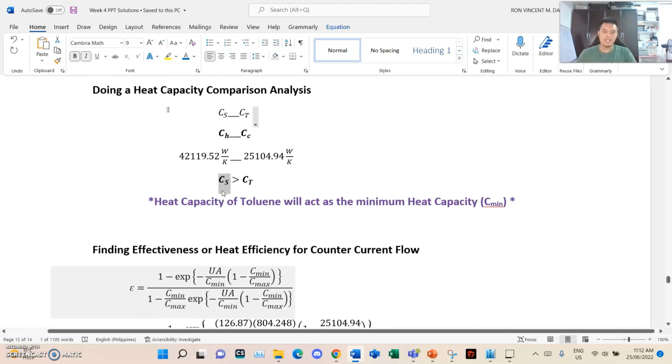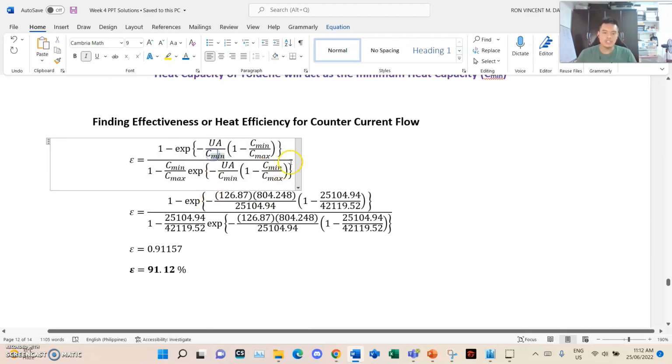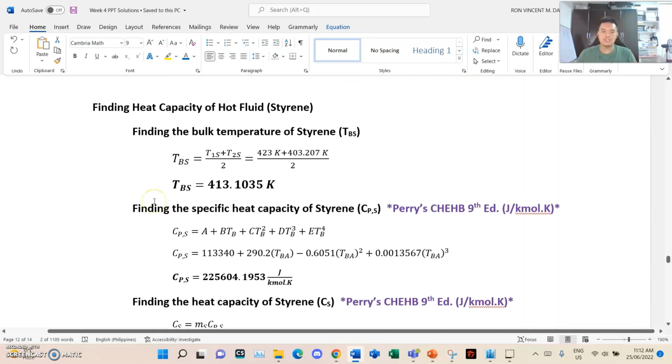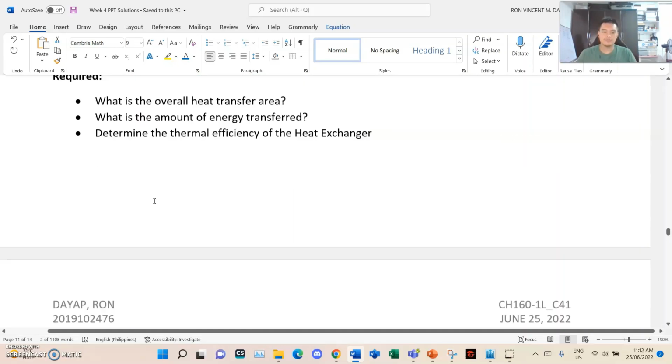So how do we find the effectiveness or the efficiency of the entirety of the system? Well, this equation is used whenever you're not given the outlet temperature. It might be quite ironic to ask why we would use this equation, which is specifically used for unknown outlet temperatures, when we use the outlet temperature from the simulator.